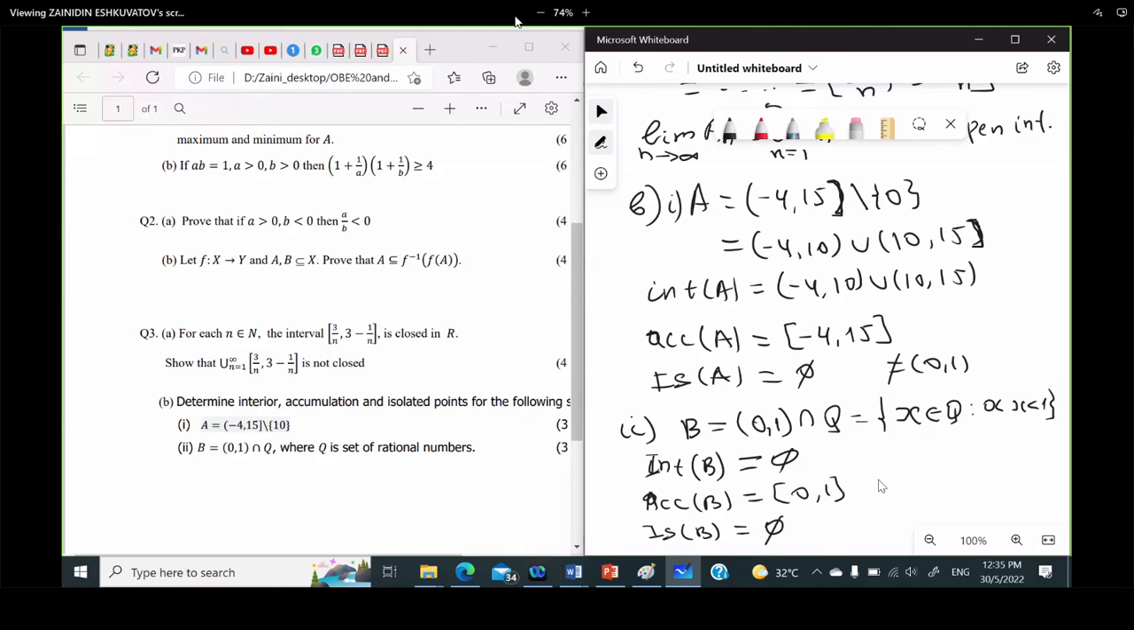Because for an isolate point, the epsilon neighborhood with the intersection A should give only 1 point. Only 1 point. It doesn't give infinite. Here it gives a lot of points. So that is the answer.